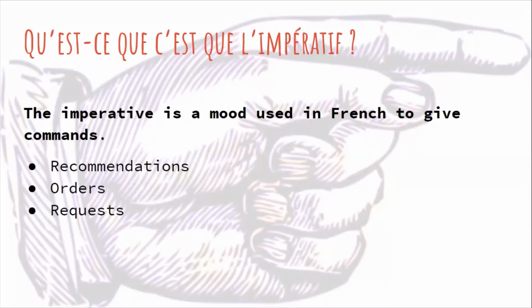What's the imperative? Well, the imperative is a mood used in French to give commands, and this can be manifested in the form of a recommendation, an order, or a request. This mood also exists in the English language, so we would use the imperative in English to give commands, which could be used to give a recommendation, an order, or to make a request. So all we need to know now is how we would express those same ideas, that same language function, in French.